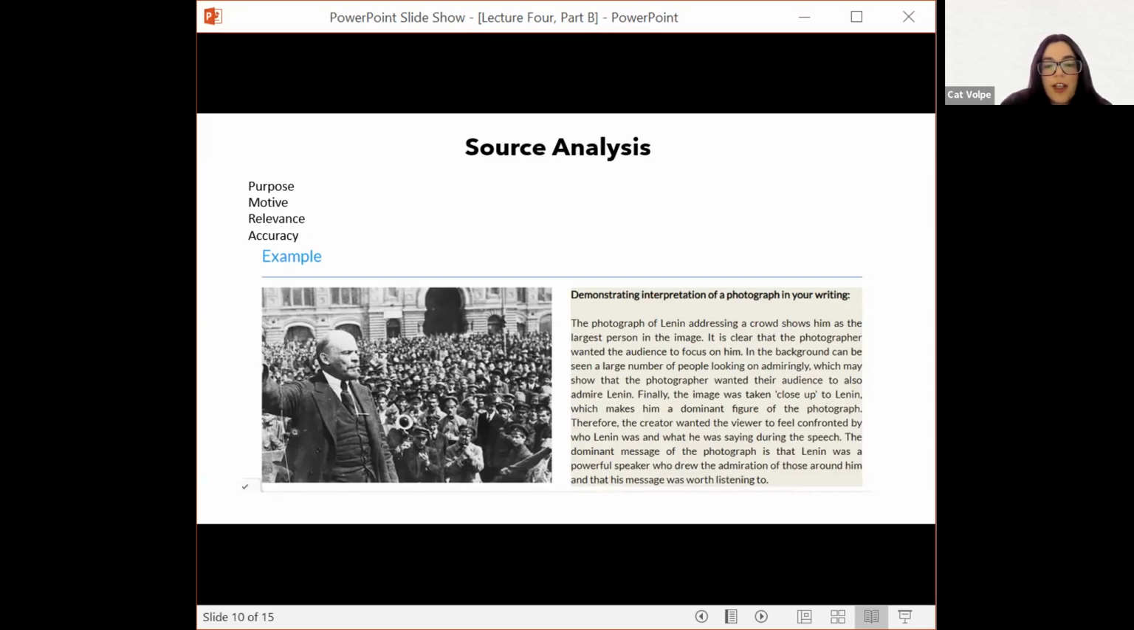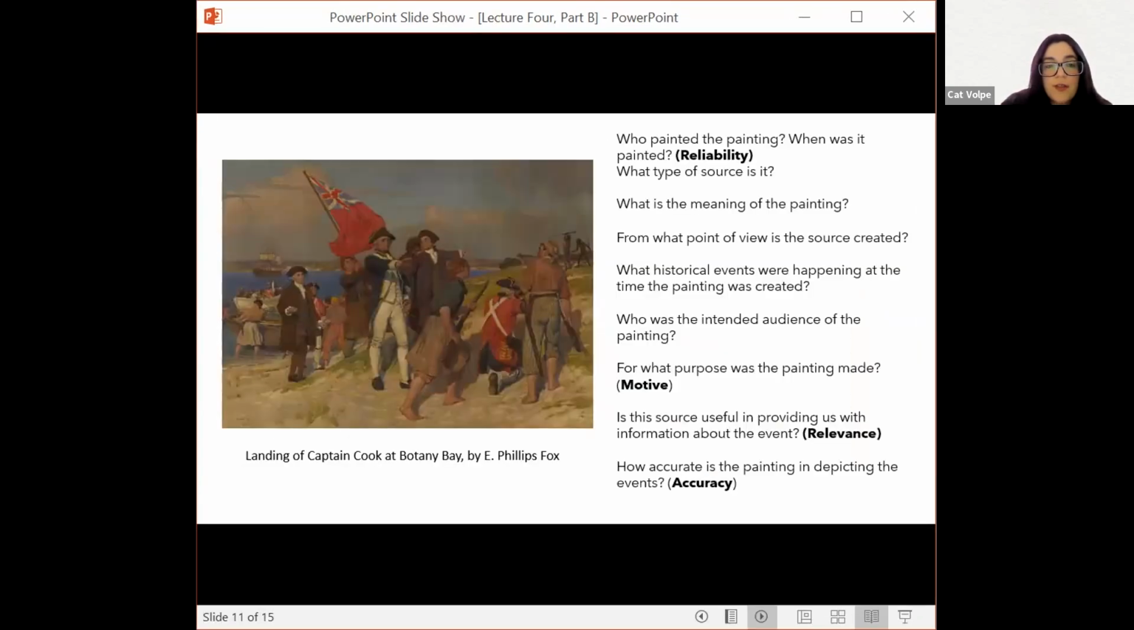Okay, so another example, which you'll recognize from part A of this lecture. So this is the landing of Captain Cook at Botany Bay by E. Phillips Fox. Okay, so these are the types of things that we're looking for when we're looking at sources. So who painted the painting? When was it painted? What type of source is it? So we're looking at its reliability. What is the meaning of the painting?